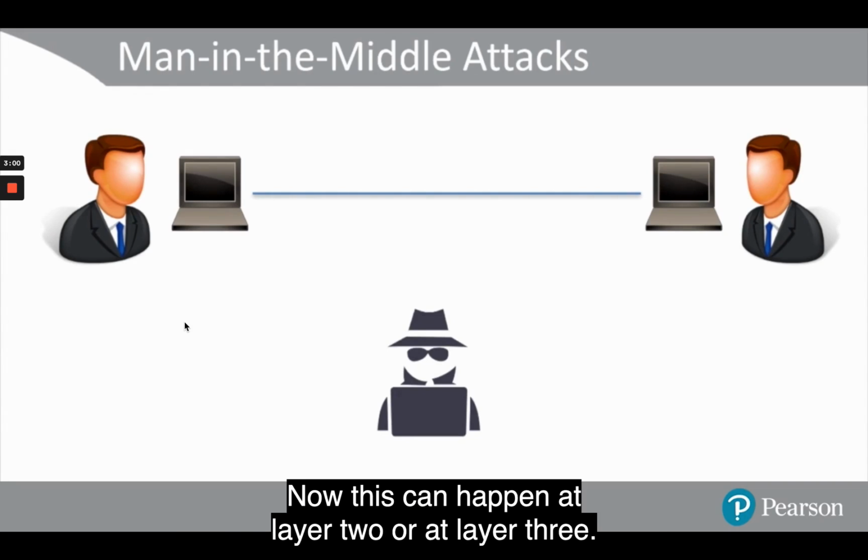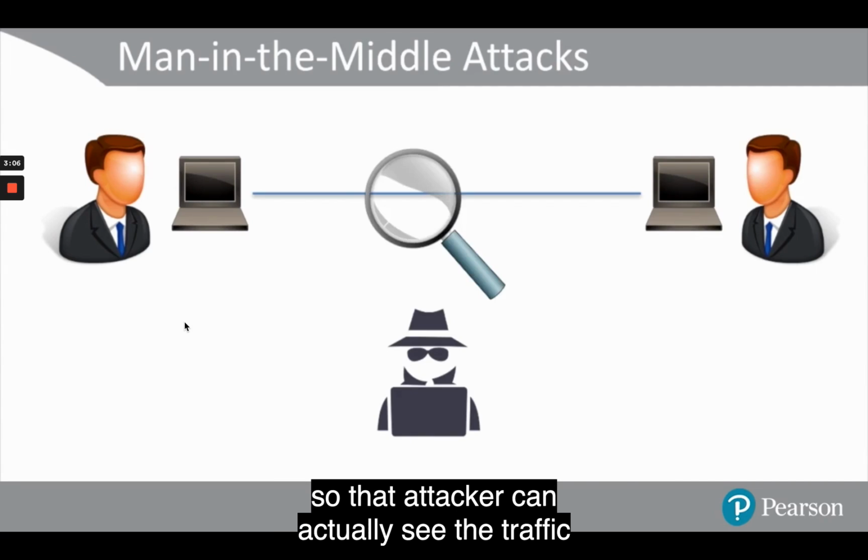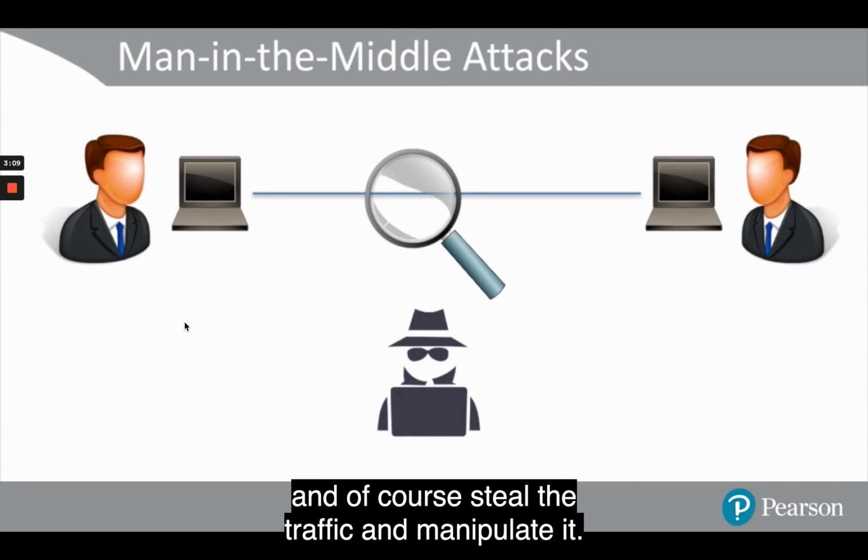Now, this can happen at layer 2 or at layer 3. The main purpose of this attack is actually to eavesdrop so that the attacker can actually see the traffic and, of course, steal that traffic and manipulate it.